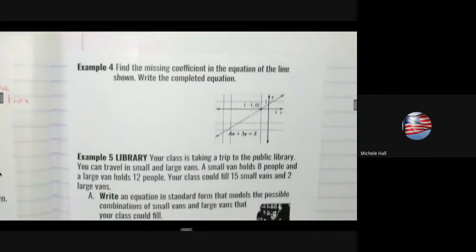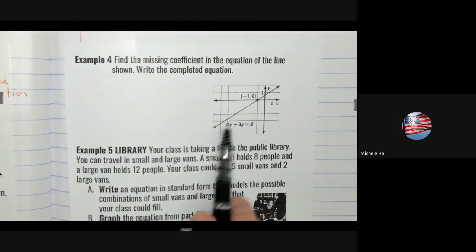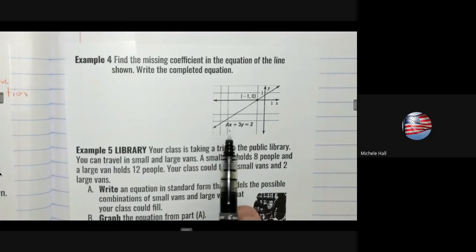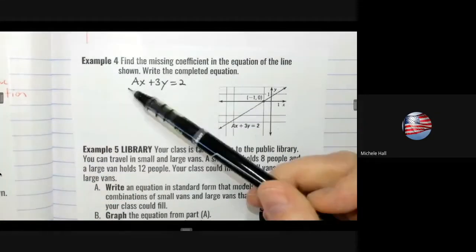Here's some algebra. Find the missing coefficient in the equation of the line shown. Where is the equation of the line shown? We see an equation here. What form is that in? It's in standard form. Find the missing coefficient. It looks like we're looking for a. So we have an equation of a line.